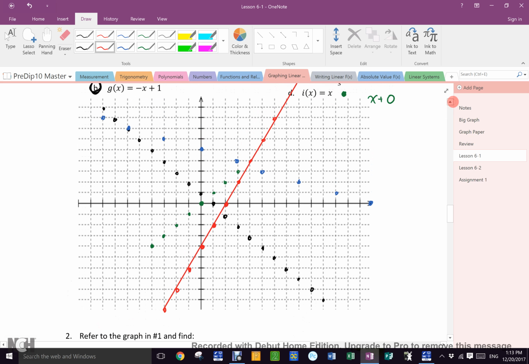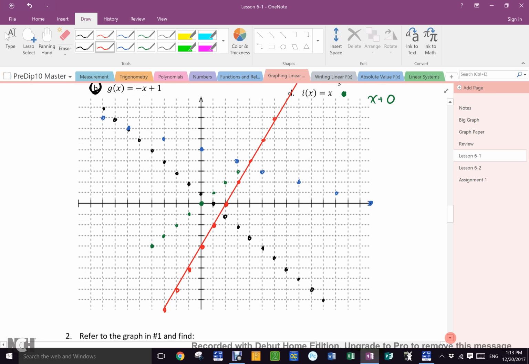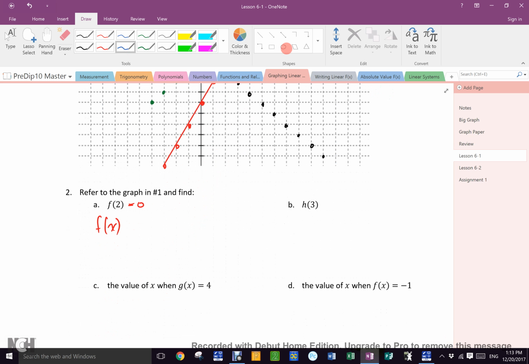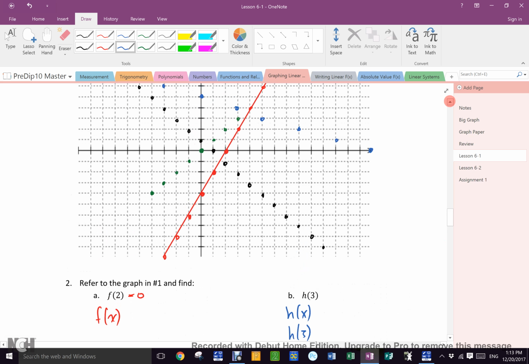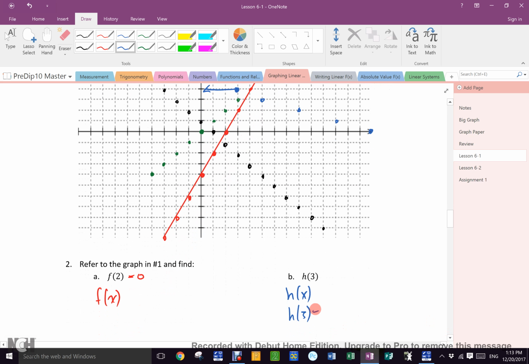What color was the h line? Blue. So I need the h of 3. I'm on the h of x line. I need the h of 3, which means where do I go? To 3 on the x-axis. 1, 2, 3. And then I go up and I find it. It is right there. And it is 4. Yeah?